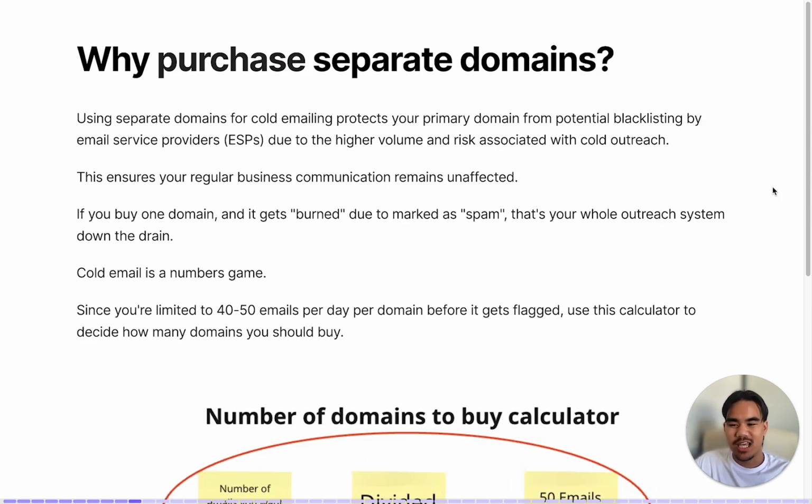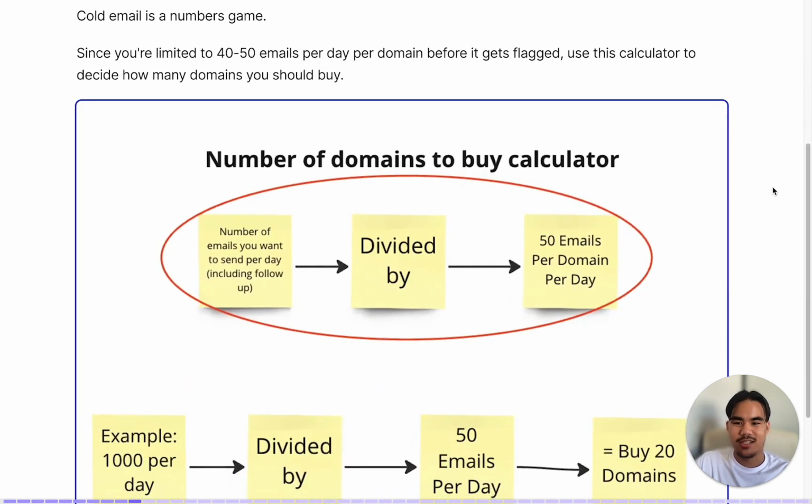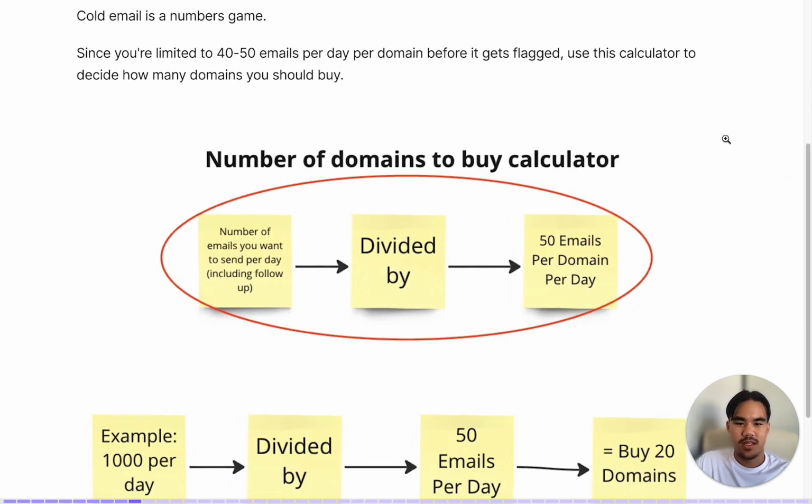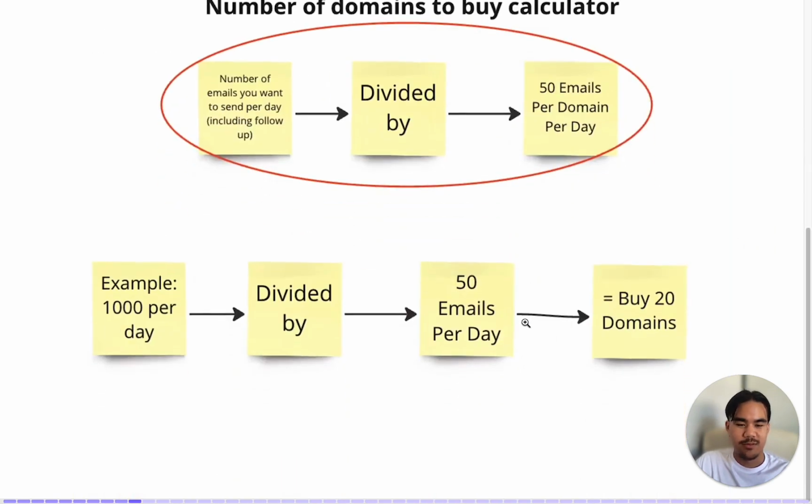Cold email is a numbers game, so since you're limited to 40 to 50 emails per day before a domain gets flagged, you should use this calculator to decide how many domains you should buy. So, number of emails you want to send per day, including follow-up, divided by 50 emails per domain per day. So if you want to send 1,000 emails per day, you divide it by 50 emails per day, you need to buy 20 domains. Simple math right there.